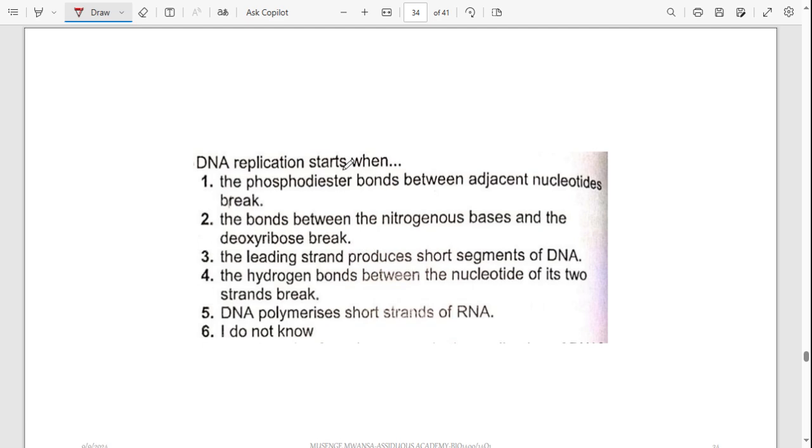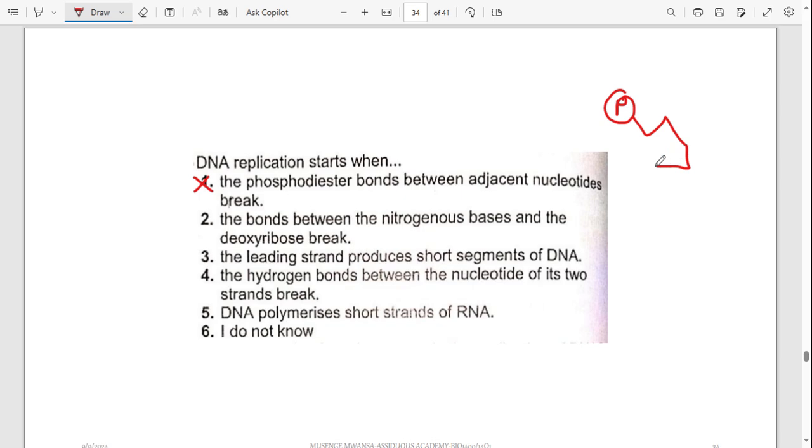DNA replication starts when the phosphodiester bonds between adjacent nucleotides break. Okay, replication, of course. But you don't break phosphodiester bonds. What you break are hydrogen bonds between adenine and thymine and cytosine and guanine. Bonds between nitrogenous bases and the deoxyribose breaks. No. Look at this. Here is a phosphate.